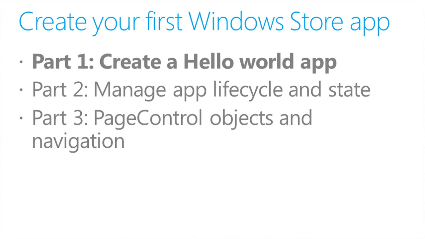In part 2, Manage App Lifecycle and State, we'll discuss the app lifecycle and we'll extend the Hello World app by storing app data in Windows roaming settings and saving session state data using the WinJS application session state object. In part 3, Page Control Objects and Navigation, we'll migrate our app to use the Navigation app template and page control objects, and we'll add an app bar to navigate between pages using the WinJS navigation service.